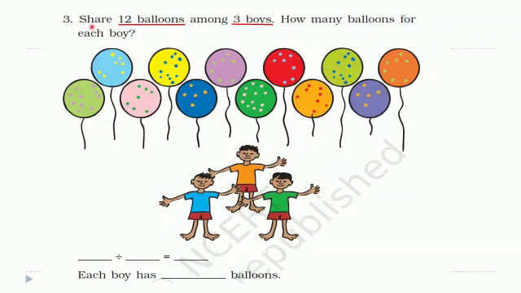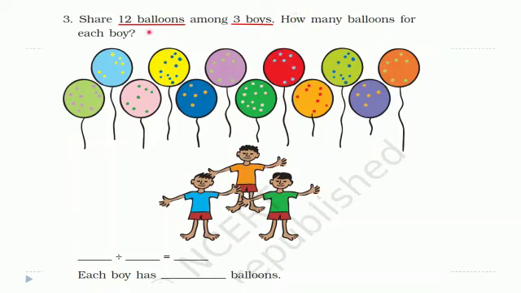Now third one is share 12 balloons among 3 boys. So how many balloons are there? 12 balloons are there. See, they are so beautiful, colorful balloons. And 3 boys are having these 12 balloons and we have to share them equally. Means every boy should have equal number of balloons and we have to find how many balloons for each boy.